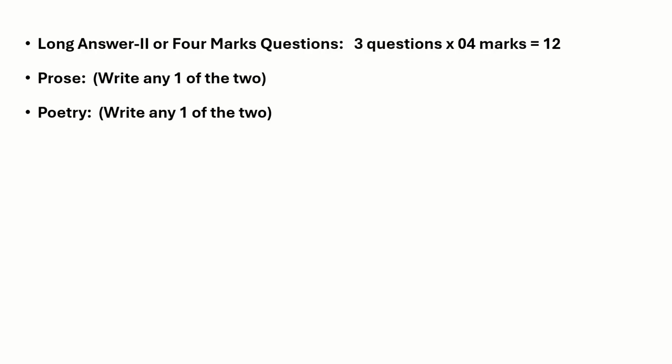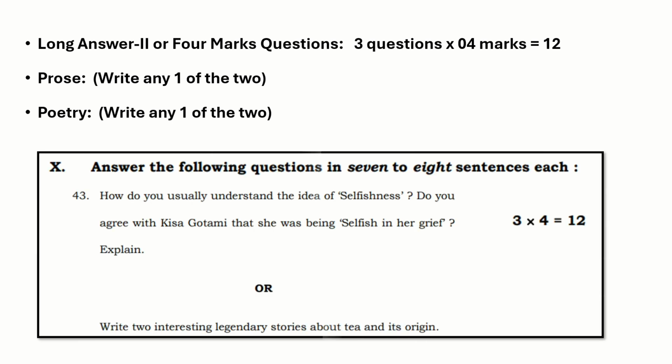As we move further, long answer 2 or 4 marks questions. 3 questions into 4 marks. You will have 12 marks to score. Prose, you can write any one of the 2 questions. Choice is given. And poetry, write any one of the 2. Again, you will have a choice to write.